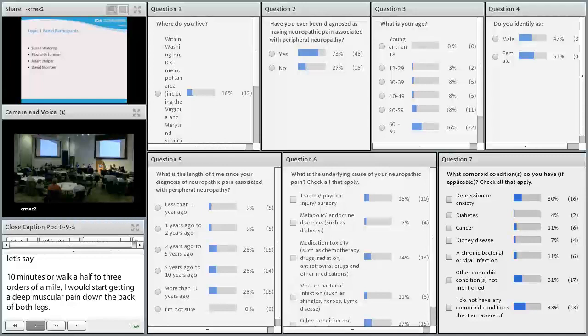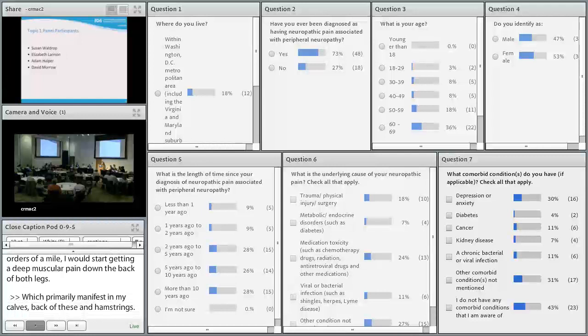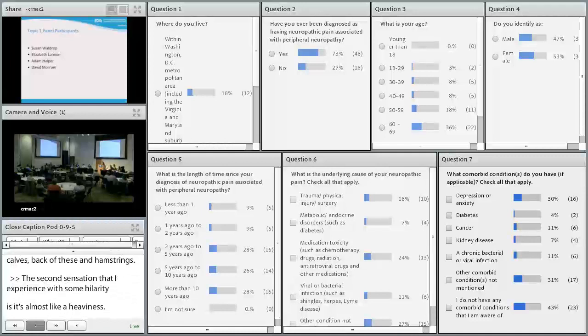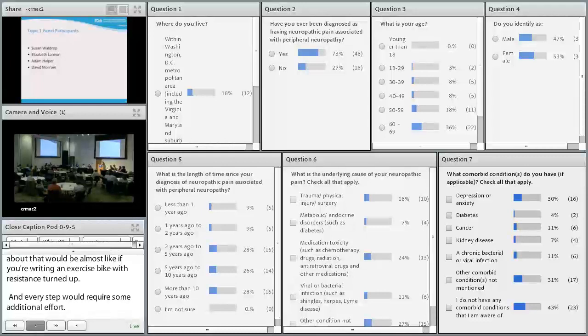The second sensation that I experience with some regularity is almost like a heaviness. So I think the easiest way to think about it would be almost like if you're riding an exercise bike with the resistance turned up, and every step would require some additional effort. And that's also very much activity dependent. So, if I were to walk to the exit sign, I wouldn't feel it, but if I walked a mile and a half, I certainly would.